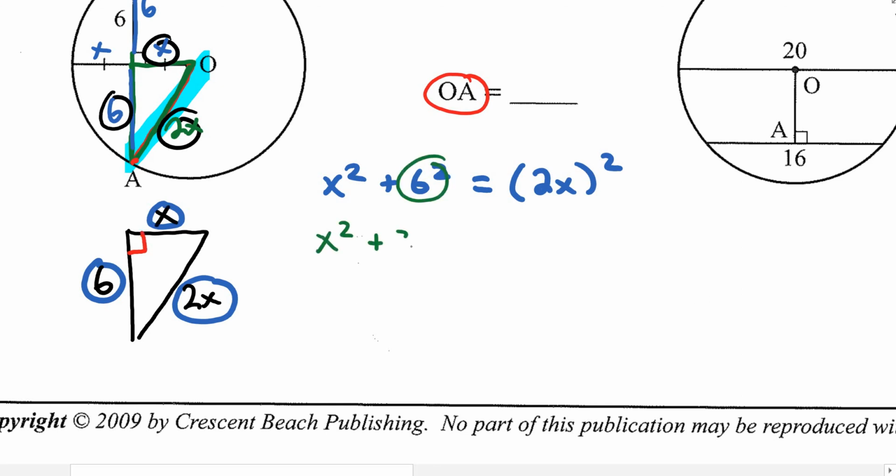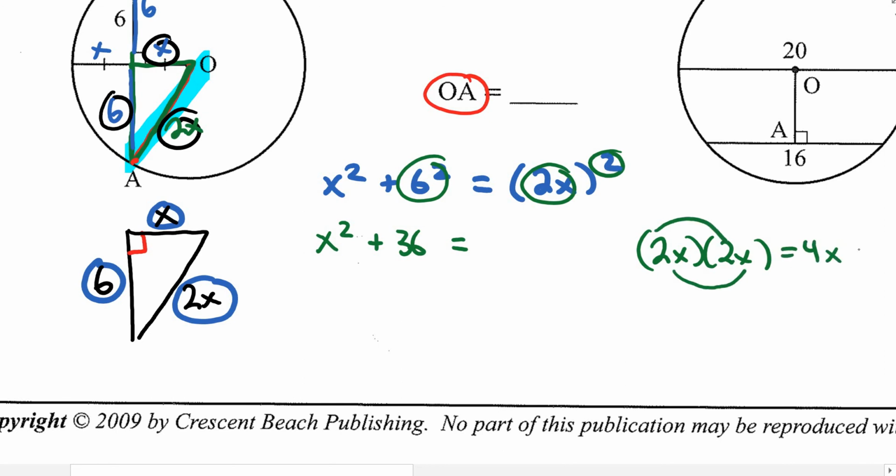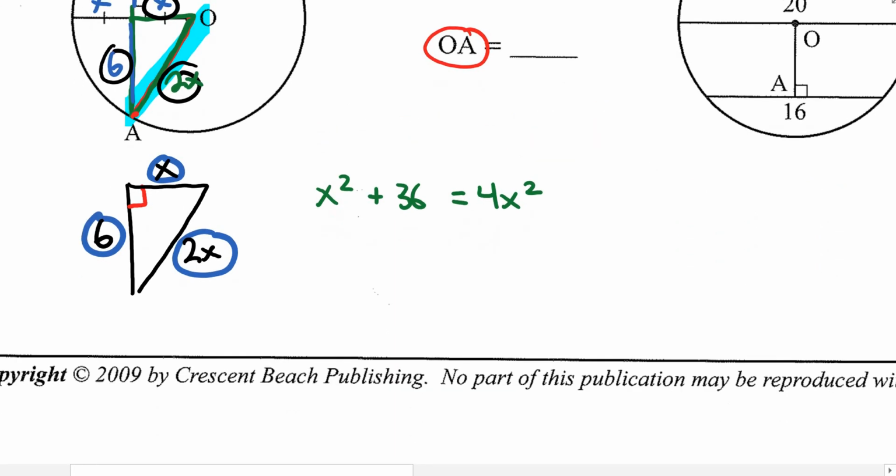And 6 squared is going to be 36 equals to, now 2x squared, that means you're taking 2x and you're multiplying it with 2x. So 2 times 2 is 4, and x times x is x squared. So the answer is 4x squared. So my hypotenuse works out to be 4x squared. Okay, and now we have to do a little bit of algebra here to solve this green expression here.